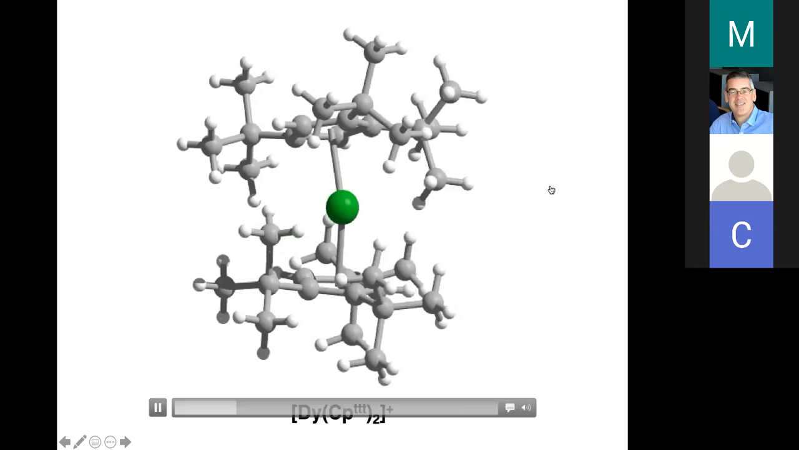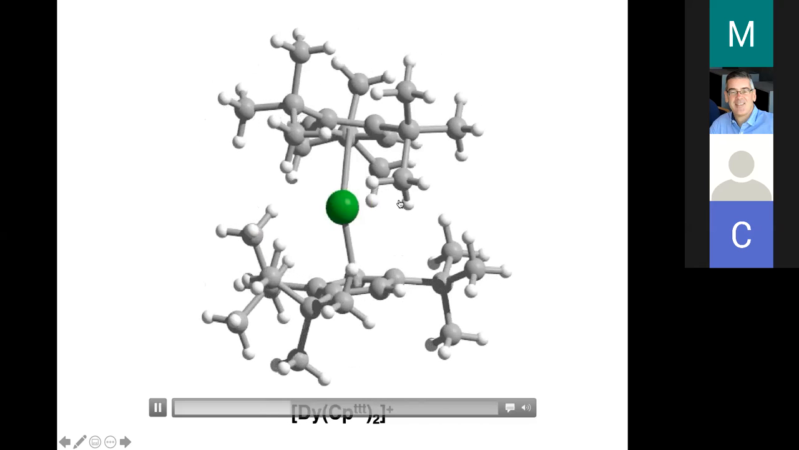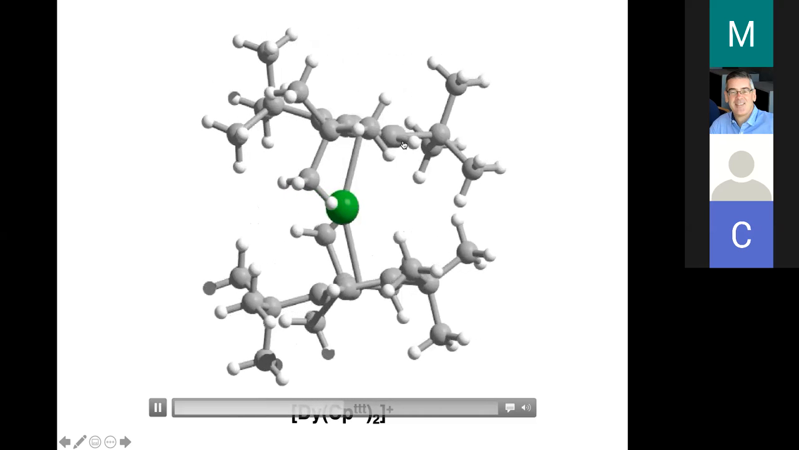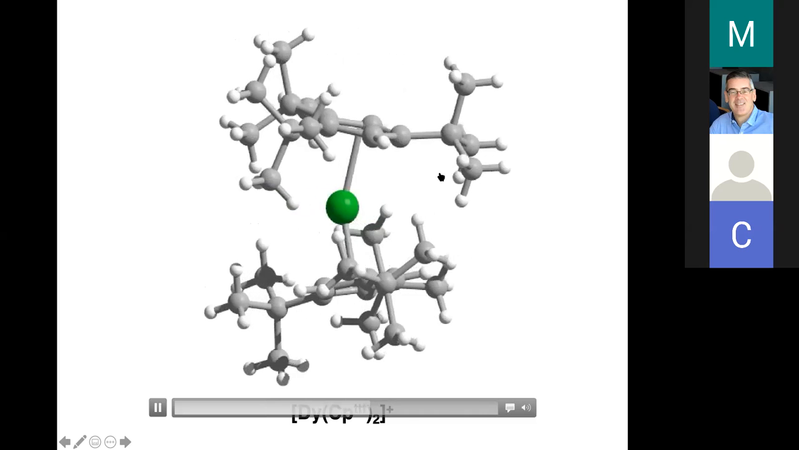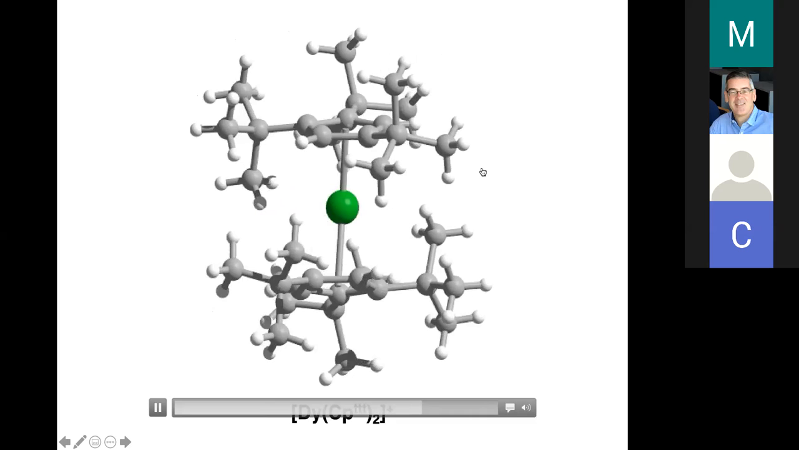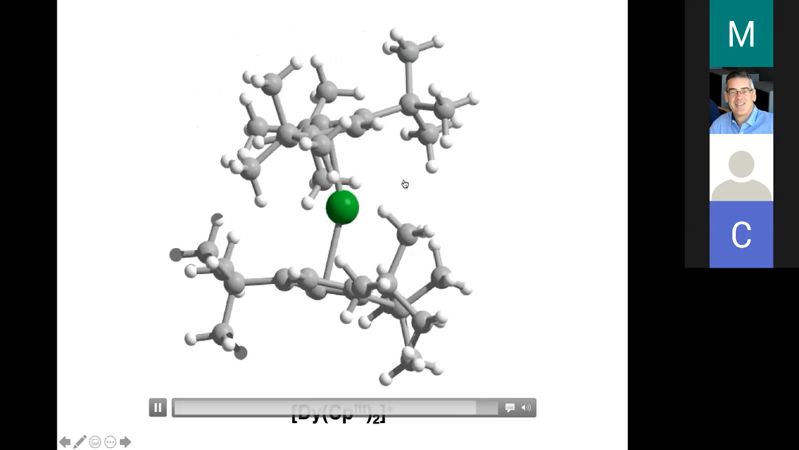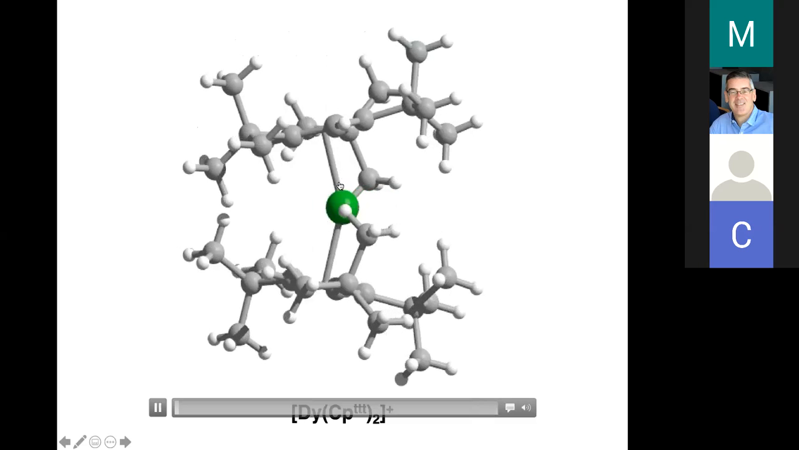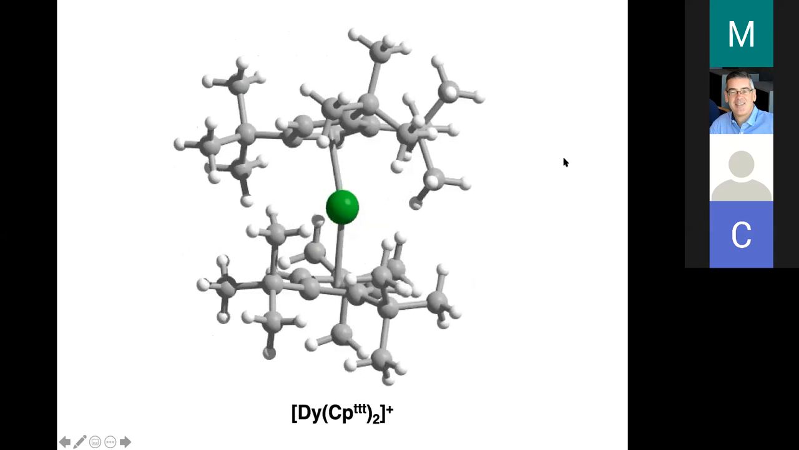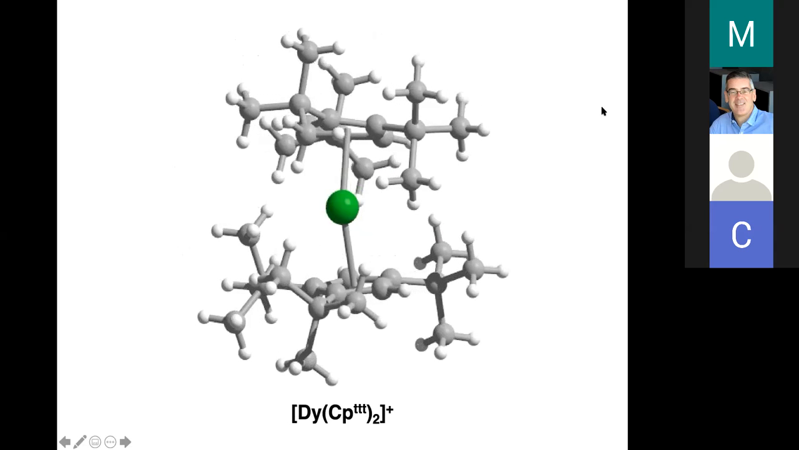Here's its crystal structure. And you can see, so these bulky T-butyl substituents are protecting the metal and keeping it from engaging with other ions, other species. And you have a relatively linear, almost linear coordination at the metal between the cyclopentadienyl ligands.